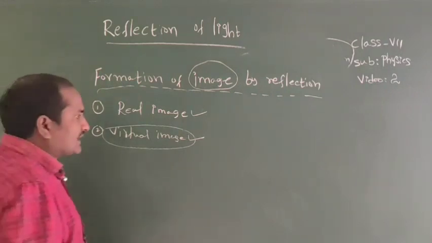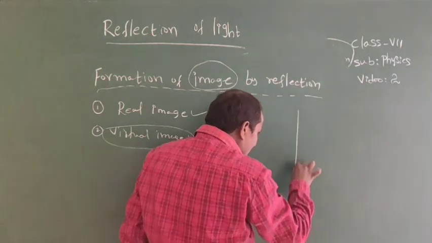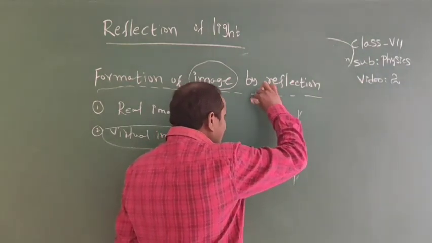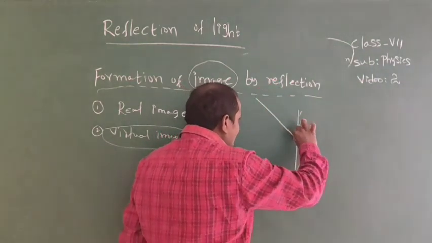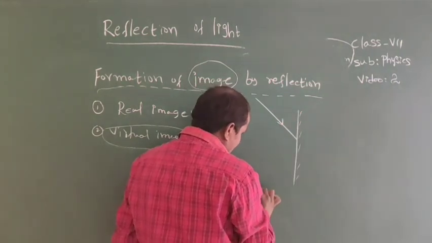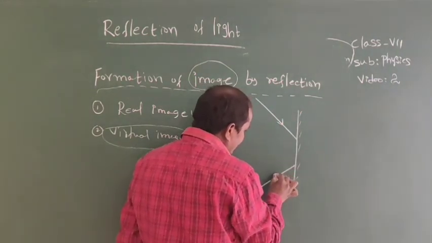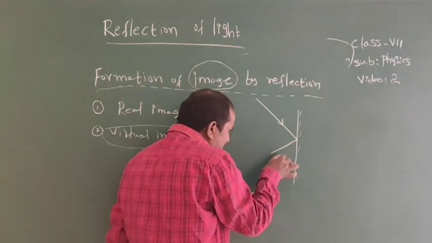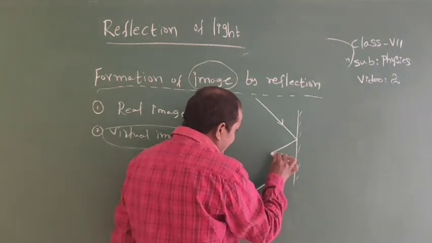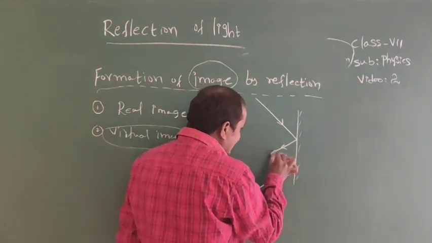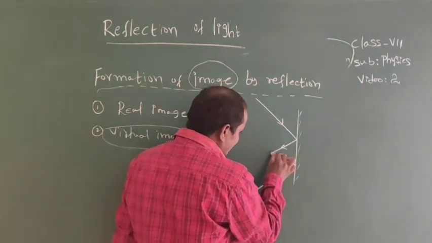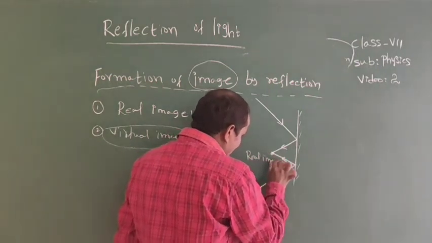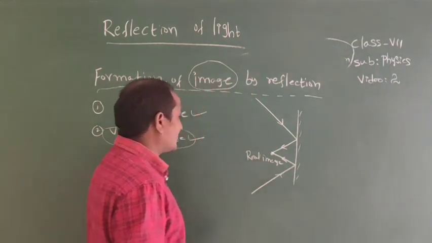Listen. It is a reflecting surface, nothing but a mirror. These were the diverging rays, coming from different directions. But after reflection, they actually meet at a point. Your diverging rays, after reflection, are converging. This converging point is nothing but an image, and that is a real image. It is called a real image.